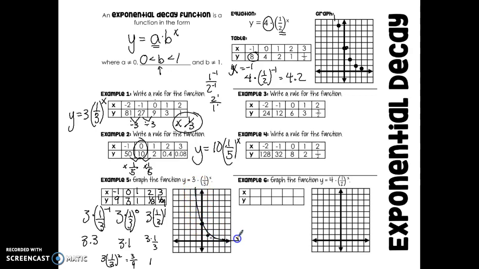This is exponential decay. All right, try example 3, 4, and 6 at home on your own. So finish up those exponential growth and decay worksheets, and that's it for me.